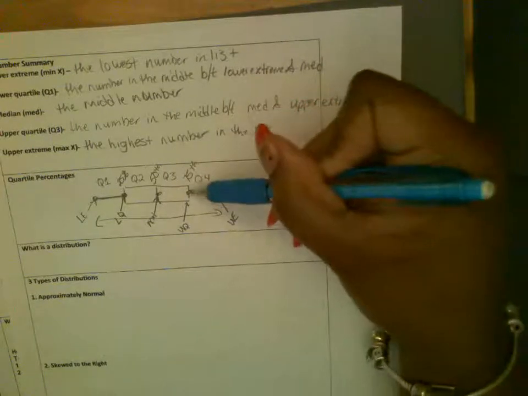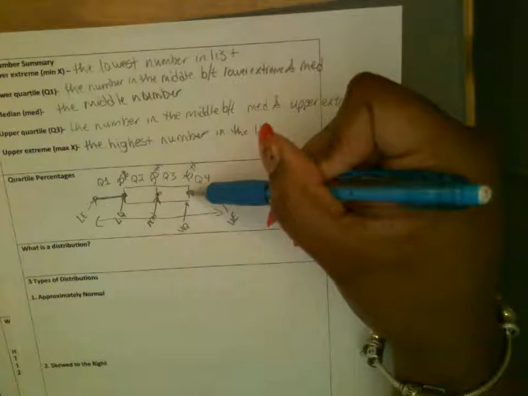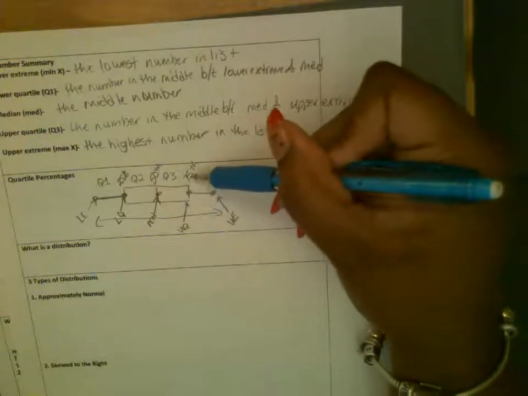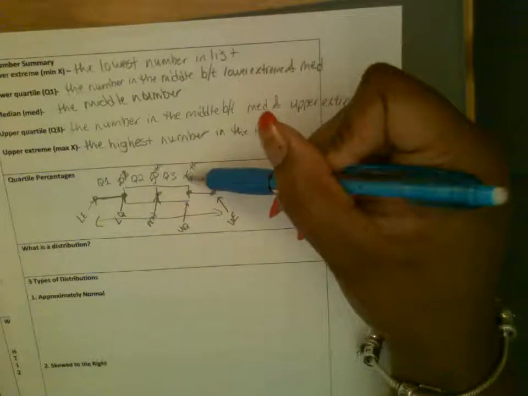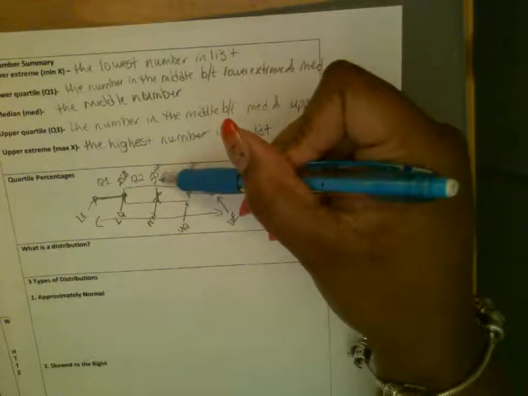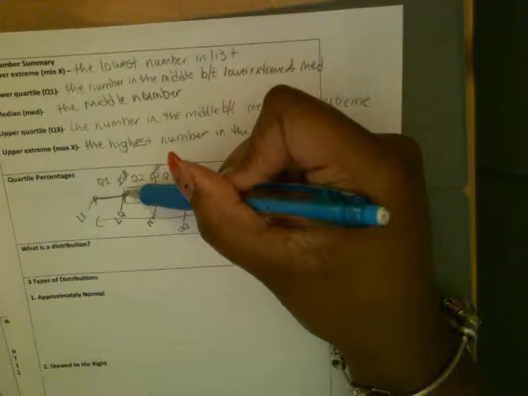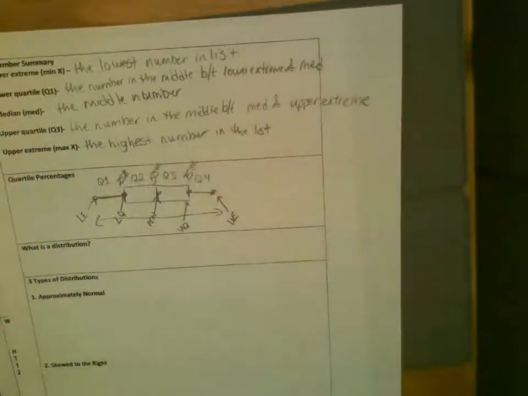Okay? So whatever number is the upper quartile is the 75th percentile. The median, whatever number that is, is the 50th percentile. Whatever number the lower quartile is, is the 25th percentile.